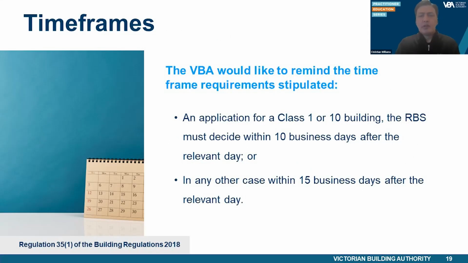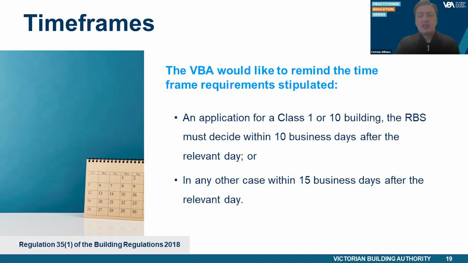Whilst we're on the topic of building permit applications, the VBA would like to remind practitioners of the timeframe requirements stipulated in Regulation 35(1) for the RBS to decide an application for a building permit. For an application for a Class 1 or 10 building, the RBS must decide within 10 business days after the relevant day, or in any other case within 15 business days after the relevant day. Regulation 35(2) defines relevant day as the day all reports and consents are received by the RBS, or the day that they must be supplied to the RBS.